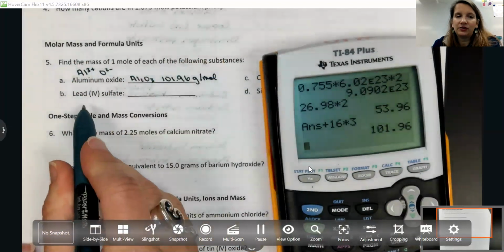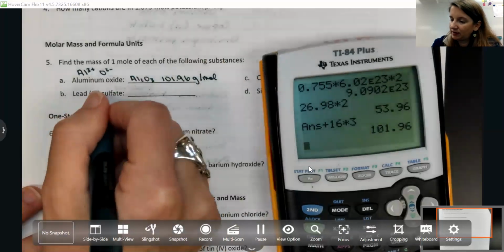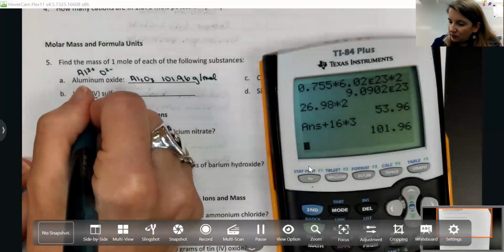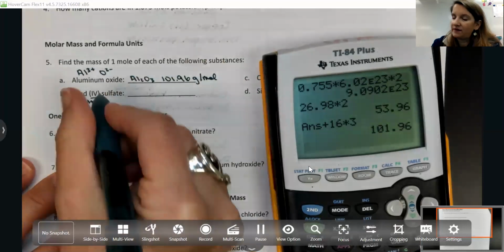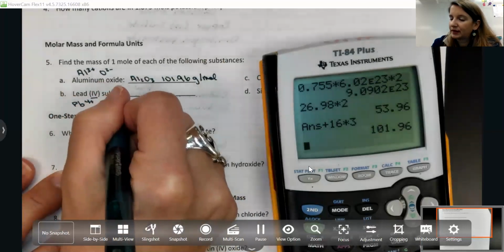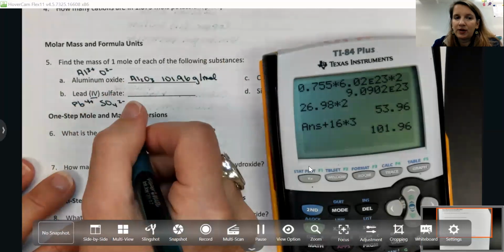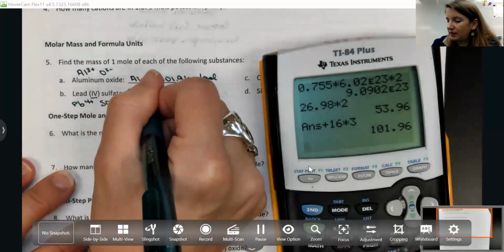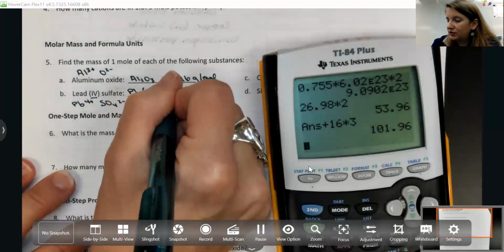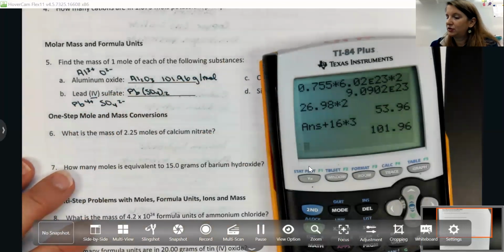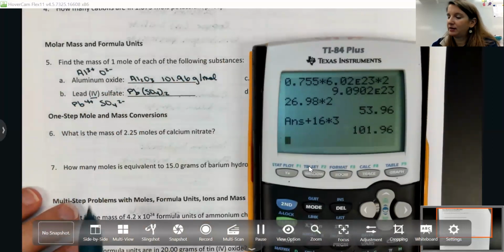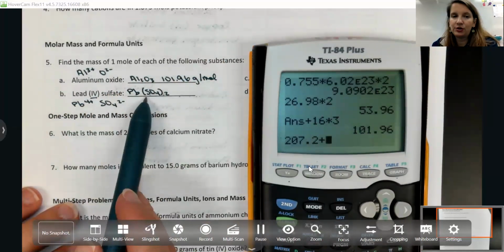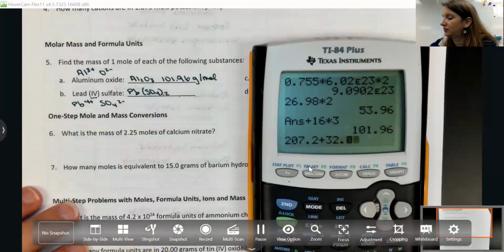Okay, lead 4 sulfate. Lead 4 means that it's Pb4+. Sulfate is SO4 2-. When we drop and swap and reduce our charges, our formula would be Pb(SO4)2. So when we calculate the mass, we're going to take the mass of lead, which is 207.2, plus the mass of 2 sulfurs, which is 32.06 times 2.